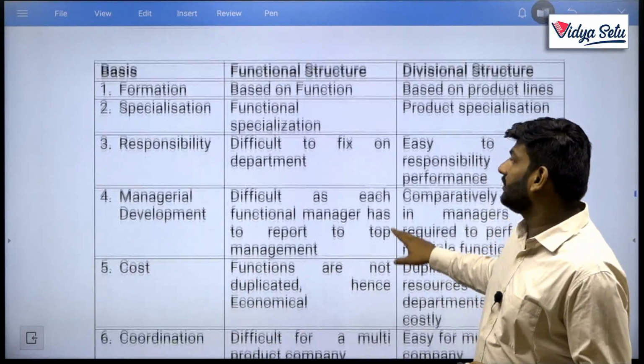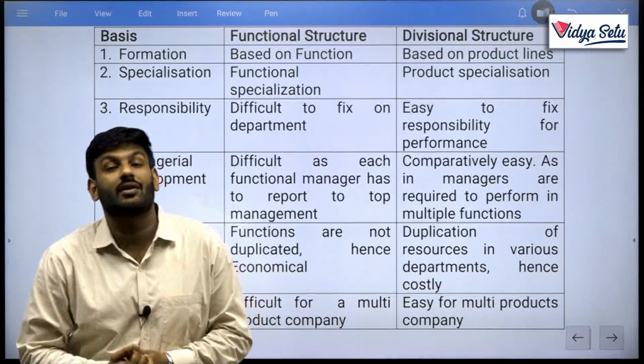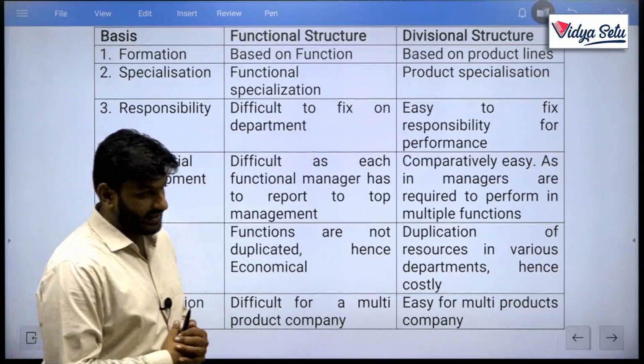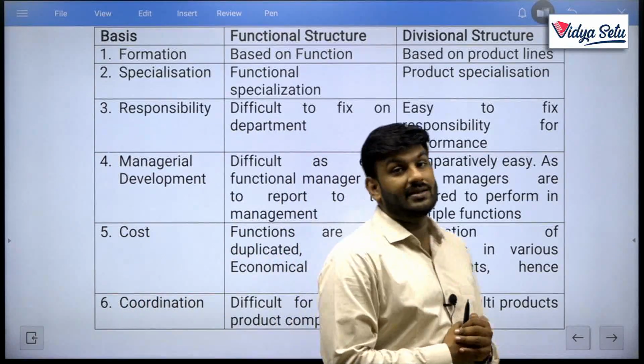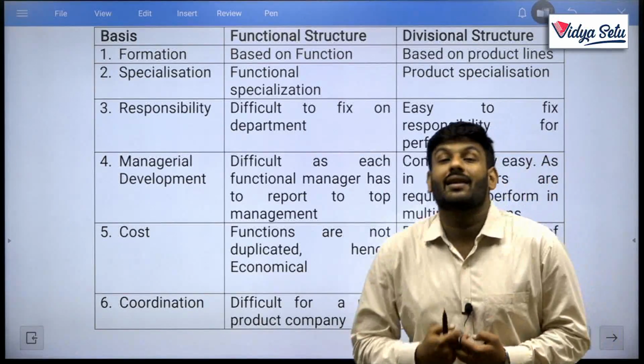So these are the differences which can be asked in an exam, such as what are the basic differences between functional and divisional structure of the organization. You need to answer all these points. Clear, my friends?